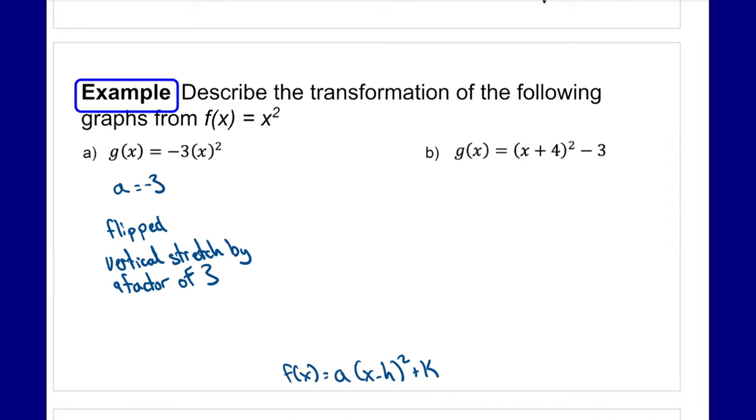For B, again, looking at my general form, seeing what values I have. I have an H value of negative 4, remember, opposite of what we see, and a K value of negative 3. So the H value tells me horizontal translation. So I could say horizontal translation left 4, or just to make it easier, shifts left 4, and then the K value shifts down 3 because of the negative 3.